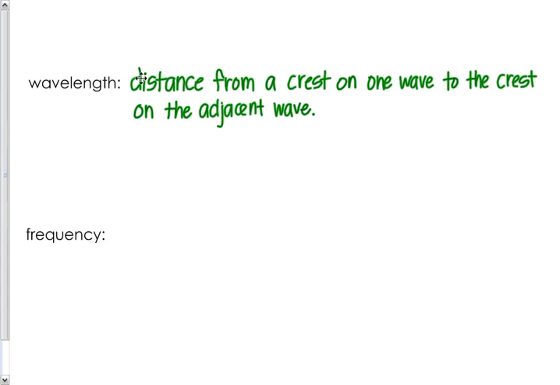Now, the unit for wavelength, since it is measuring a distance, should be in meters. So whenever we deal with wavelengths, we want them in meters. Sometimes our problems will give them to us in centimeters. If it's given in another unit, you will have to convert whatever it was to meters. Wavelength needs to be in meters. Frequency, on the other hand, is the number of waves passing through a given point in 1 second.